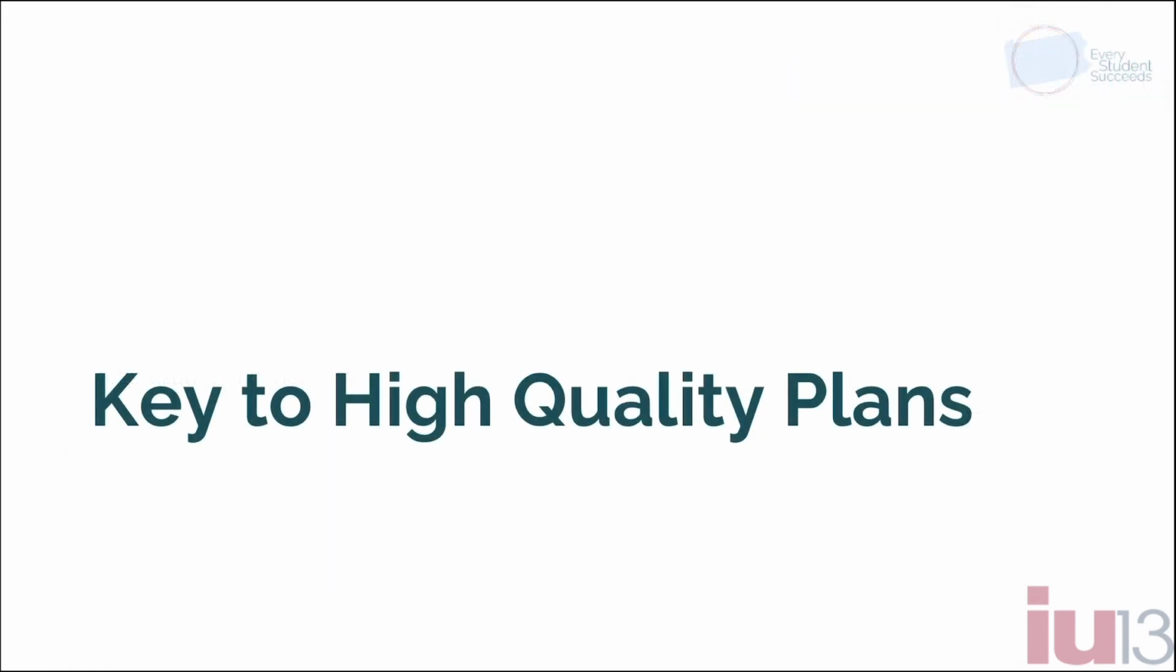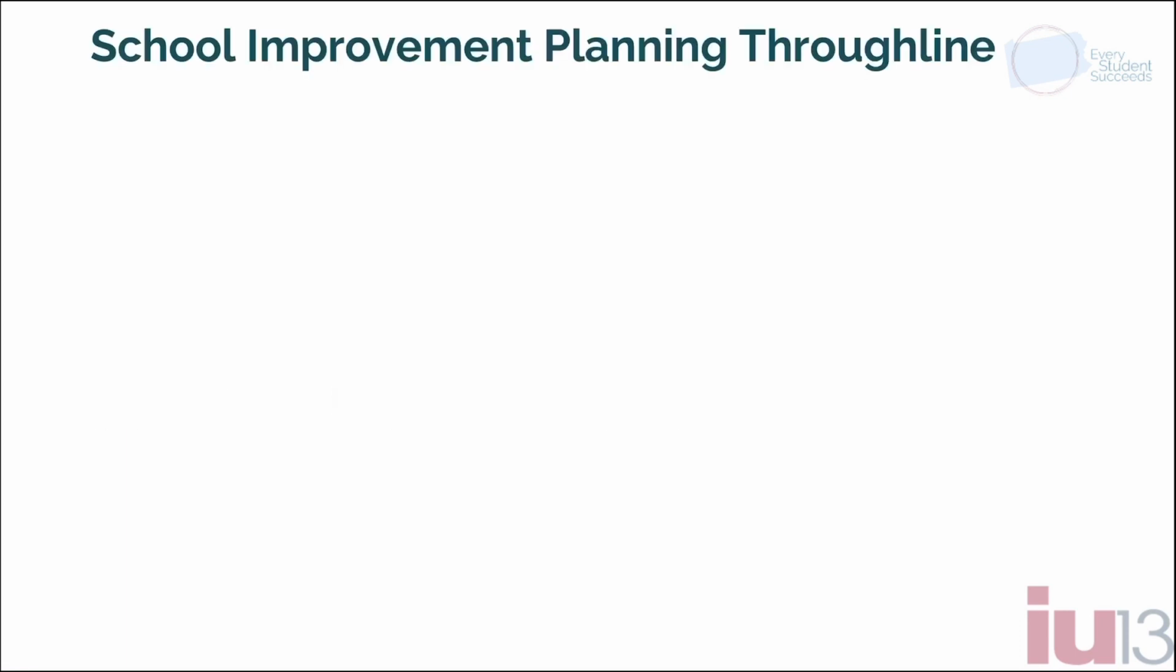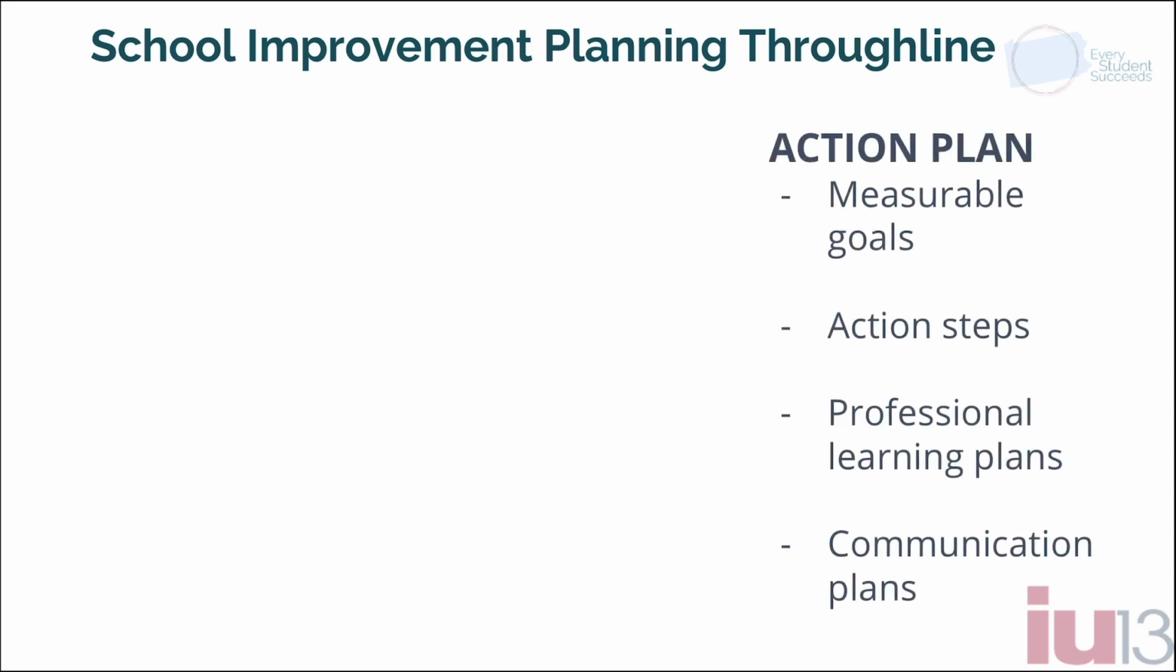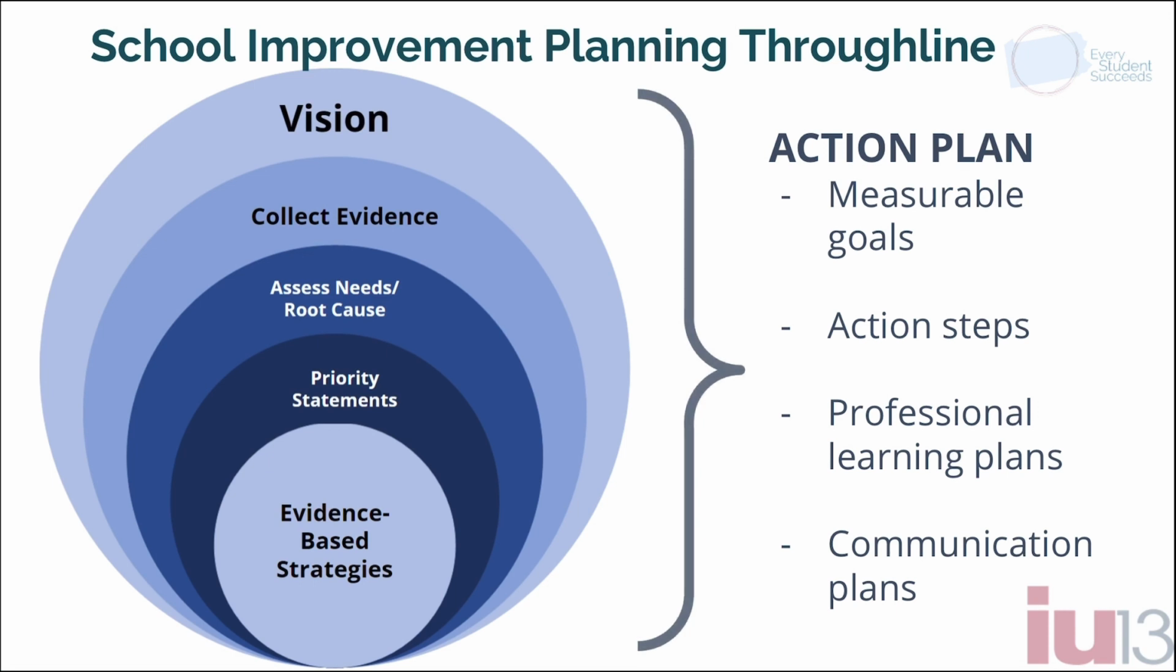There is a key to high-quality plans that you want to keep in mind as you review each phase of the plan. As reviewed in our previous videos, plans will only have an impact on students with a very clear through line. This video today is focused on ensuring high-quality action plans. However, in order to measure the quality of an action plan, you need to know how it's related to the previous steps. Even a well-written plan isn't high quality if it doesn't align with the evidence-based strategies, priority statements, which were derived from the root cause analysis, and that was based on your collection of evidence. All of that came from your vision.